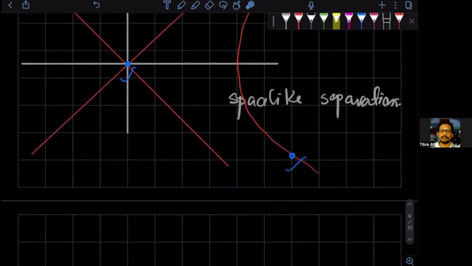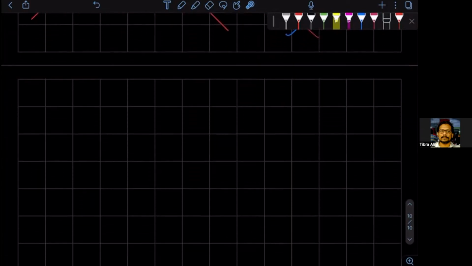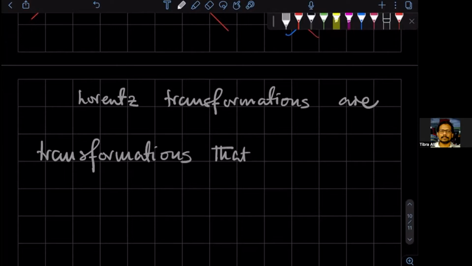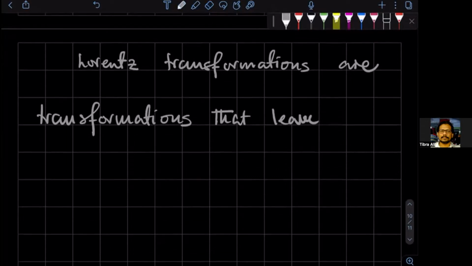So now I want to come to Lorentz transformations. Okay. So what are Lorentz transformations? Lorentz transformations are transformations that leave delta S squared invariant. Okay.